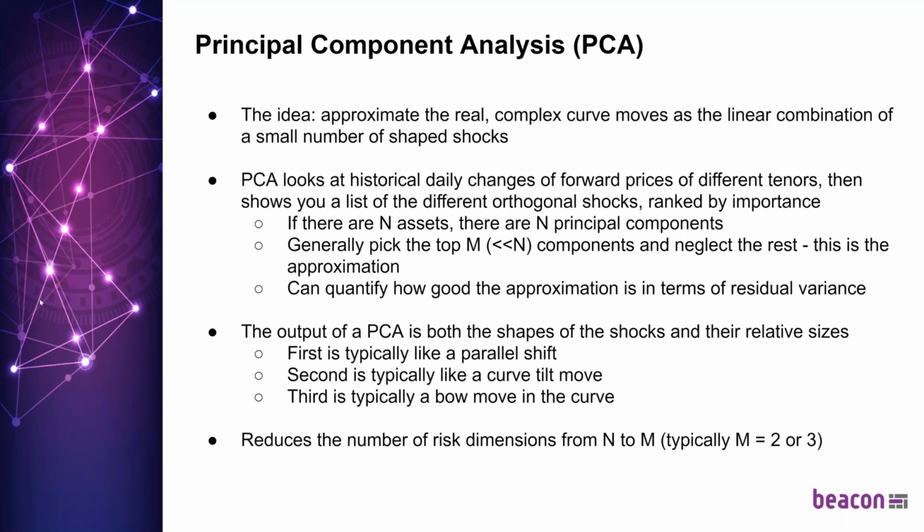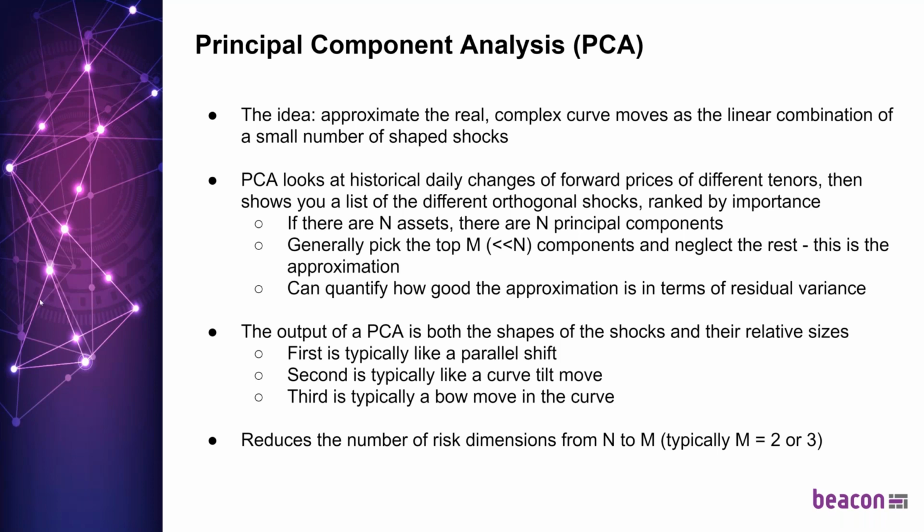The main difference with PCA is that you don't need a model for the shape of the curve shocks. In factor models, we assume, say, that the shaped shocks were all exponentials with different exponential decays. In PCA, the shapes of those curve shocks are outputs of the analysis. The technique tells you those best fitting curve shocks, along with which of those shocks are the most important. The input data, though, for PCA is the same as it is for factor models, that historical covariance matrix, the historical covariances between one-day moves of futures prices of different tenors.